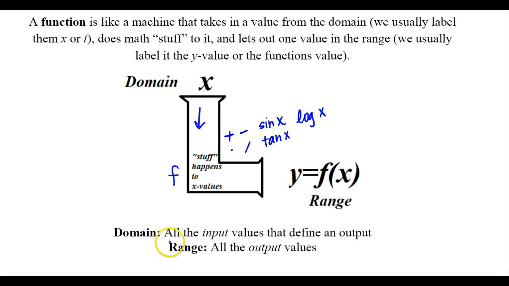Formally, the domain is all of the input values that give us some output value. So we can plug in some x that will give us something that makes sense as an output. And then the range is all the output values, so all the stuff that comes out once all of the input has gone in. This is just a very basic definition of a function to really try to understand what's happening as you substitute x values in, why you get out y values.